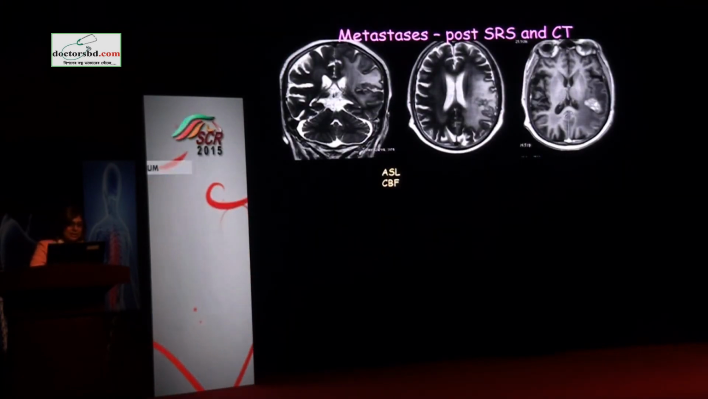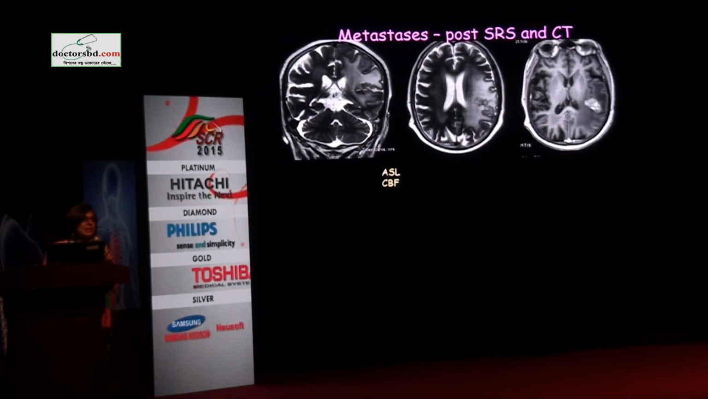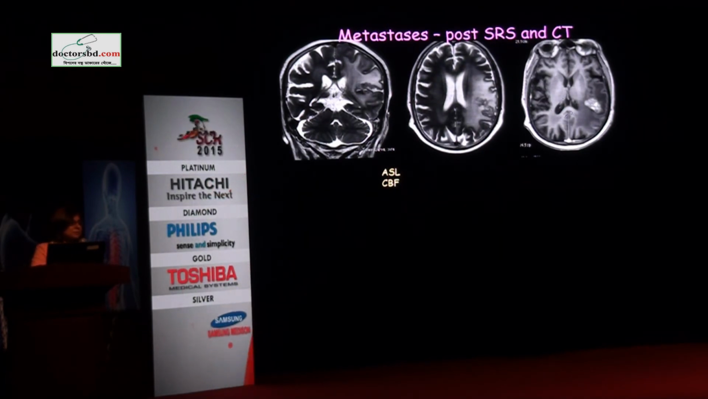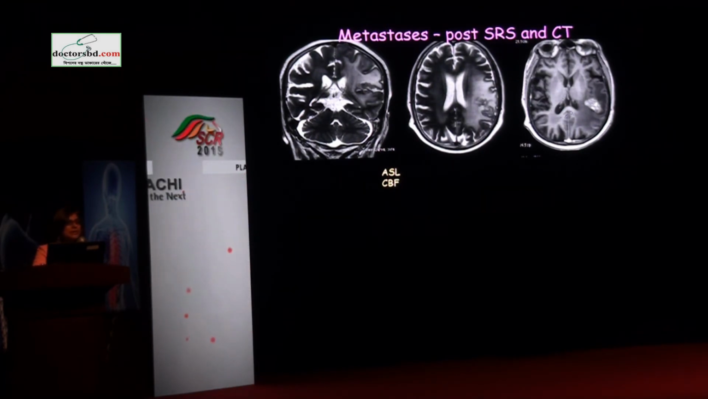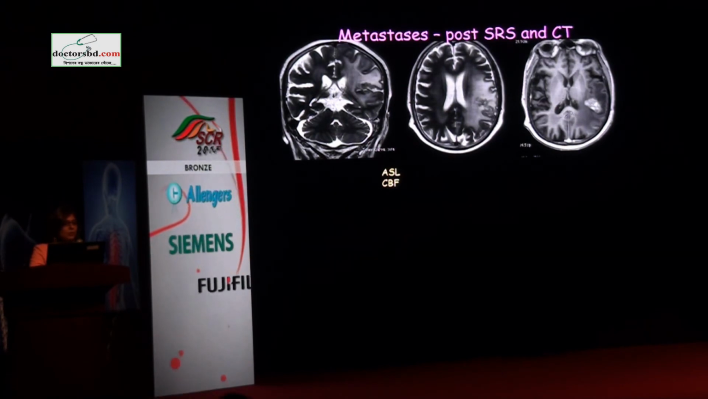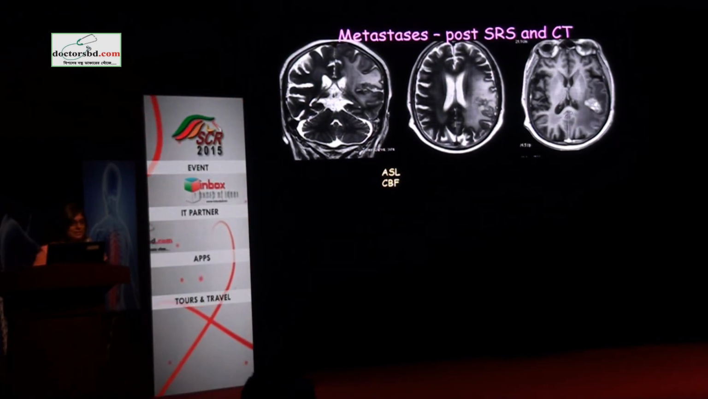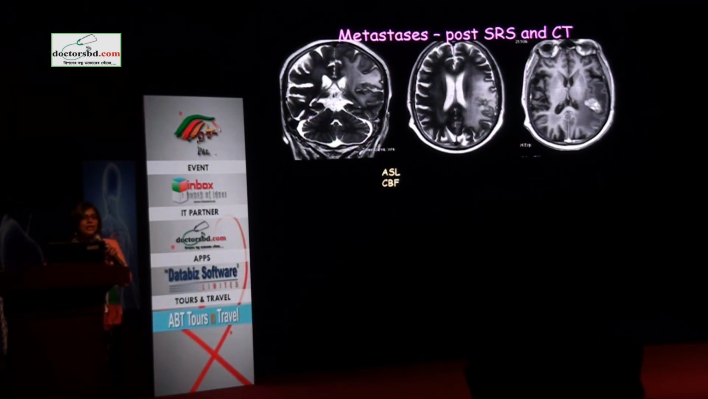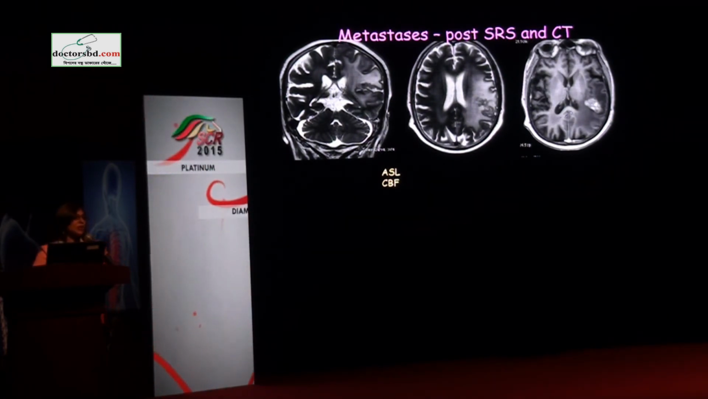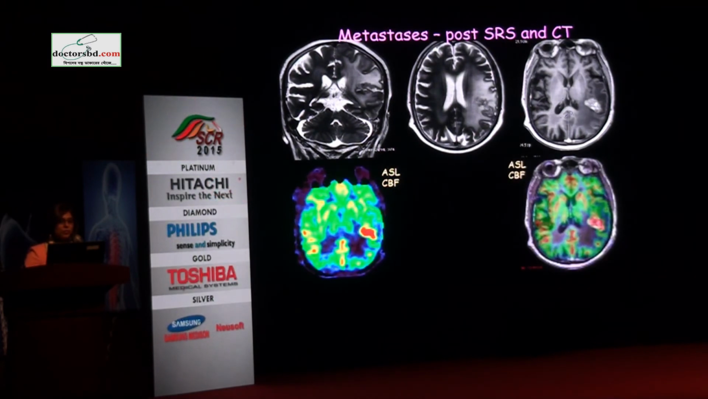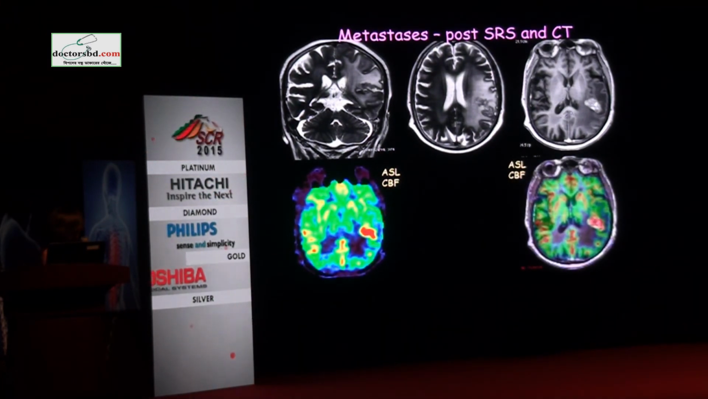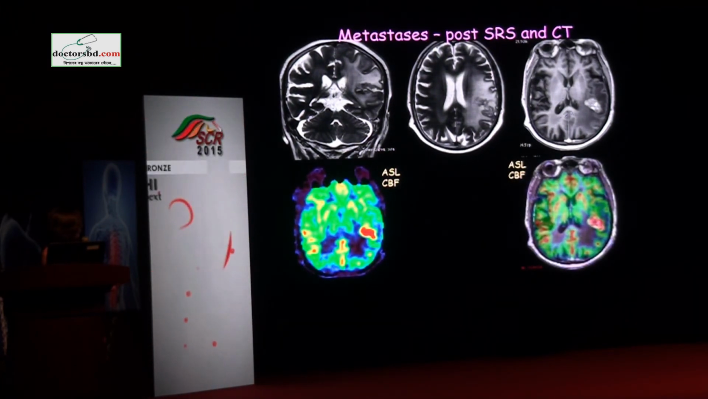This is interesting. This was a lady with breast cancer. She had 3 lesions, which were treated with stereotactic radiosurgery. Only one was growing. They would not believe when I said that this is a growing metastasis. The question was, if the other 2 responded, why is one growing? And so I had to prove to them on serial ASL imaging that there is increased blood flow consistently.